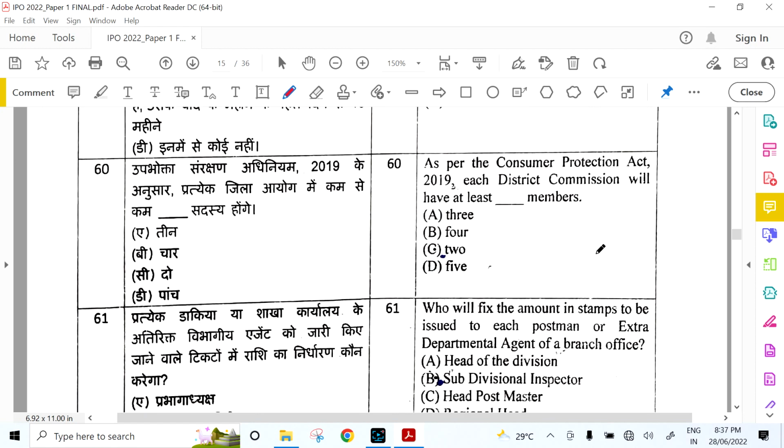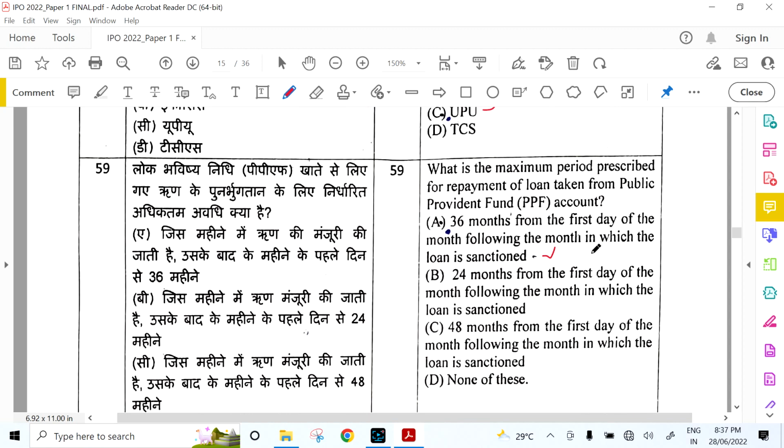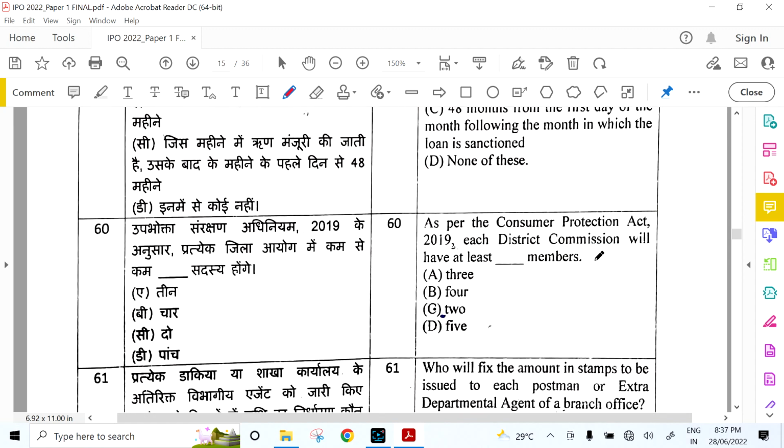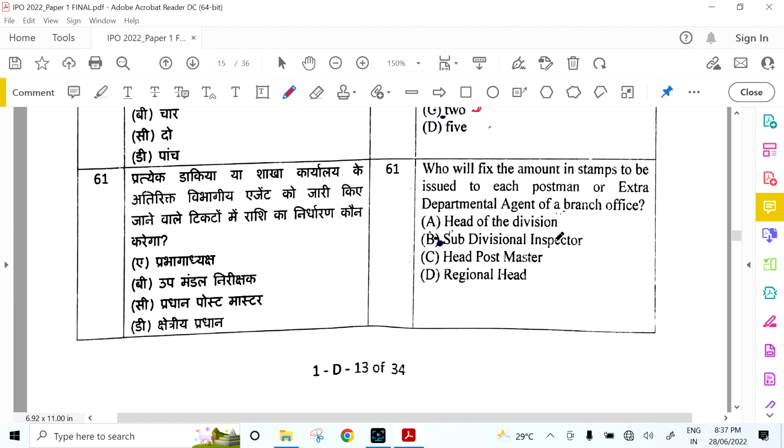As per Consumer Protection Act 2019, each district commission will have dash members, at least dash members. How many members? This one is 59, it is Rule 1178 of PPF CBS manual, and 60 it is Rule 28.1. The answer is at least 2 members. At least 2 members will be there for a district commission apart from the head.